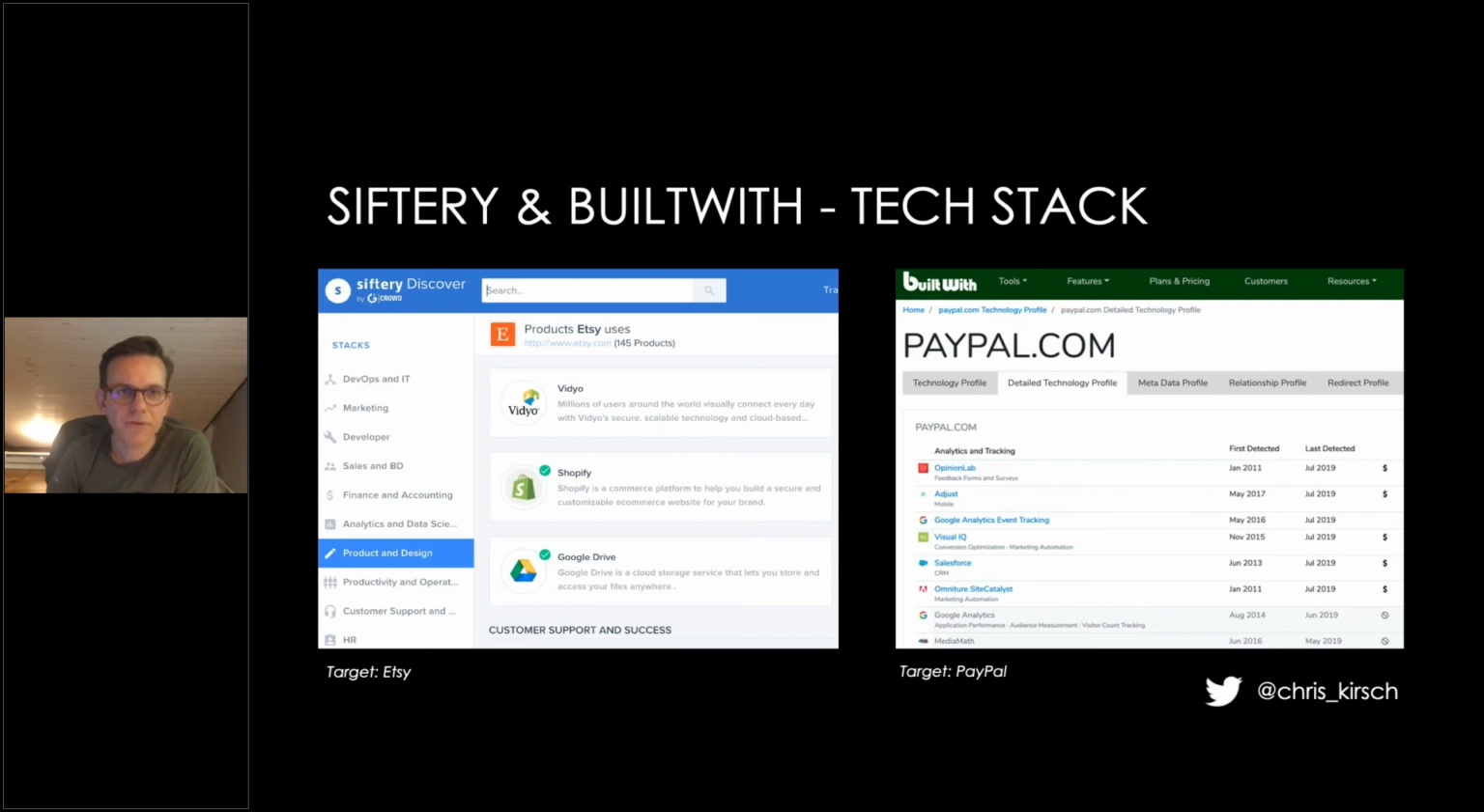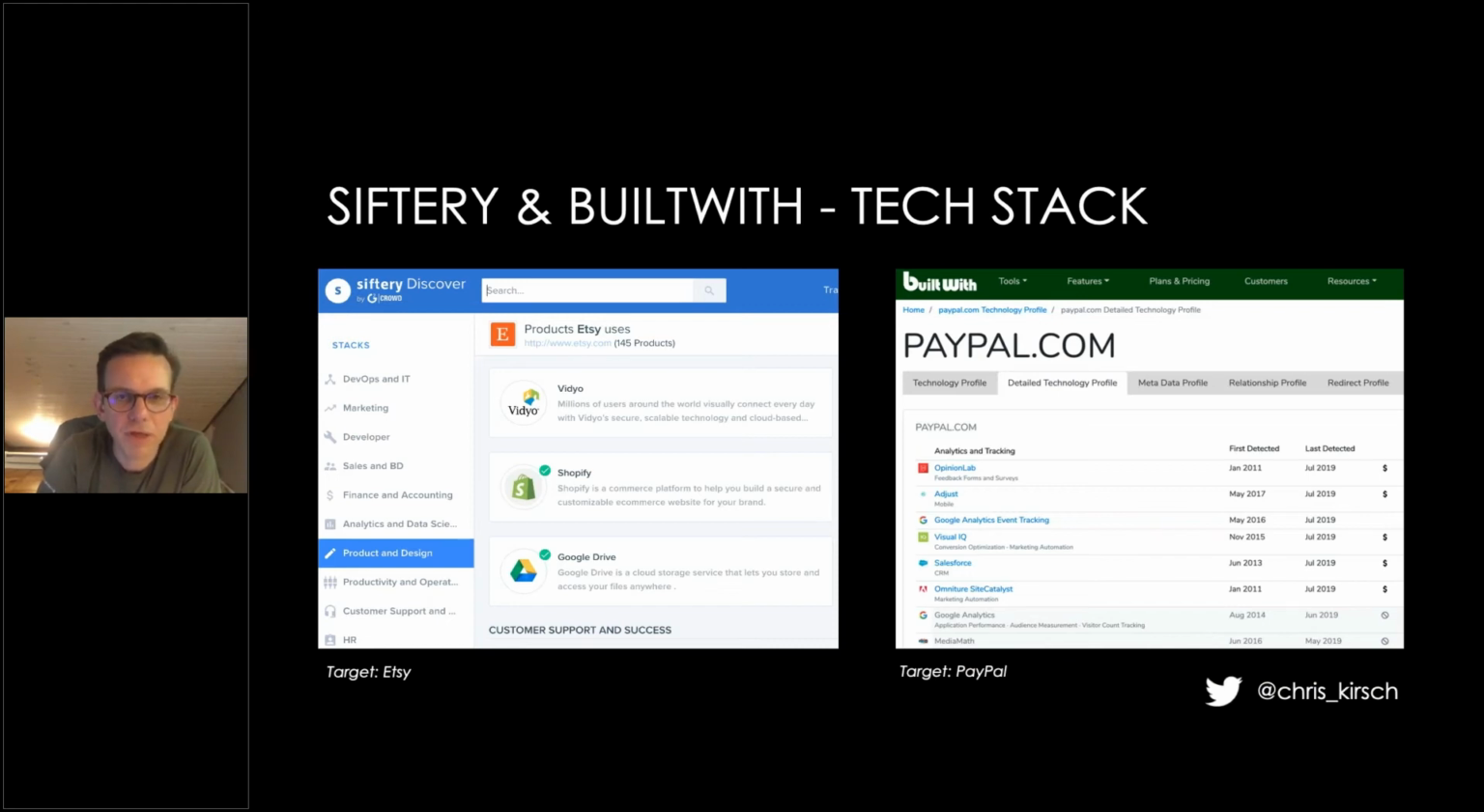Then we're looking at SIFTERY and BUILTWITH. So if I want to figure out the tech stack that is behind a company, yes, I can do a port scan, I can look at Shodan and those kinds of things. But there are also some other sites out there that are self-reported. So SIFTERY tells you which technologies a company is using, and I think that is self-reported.